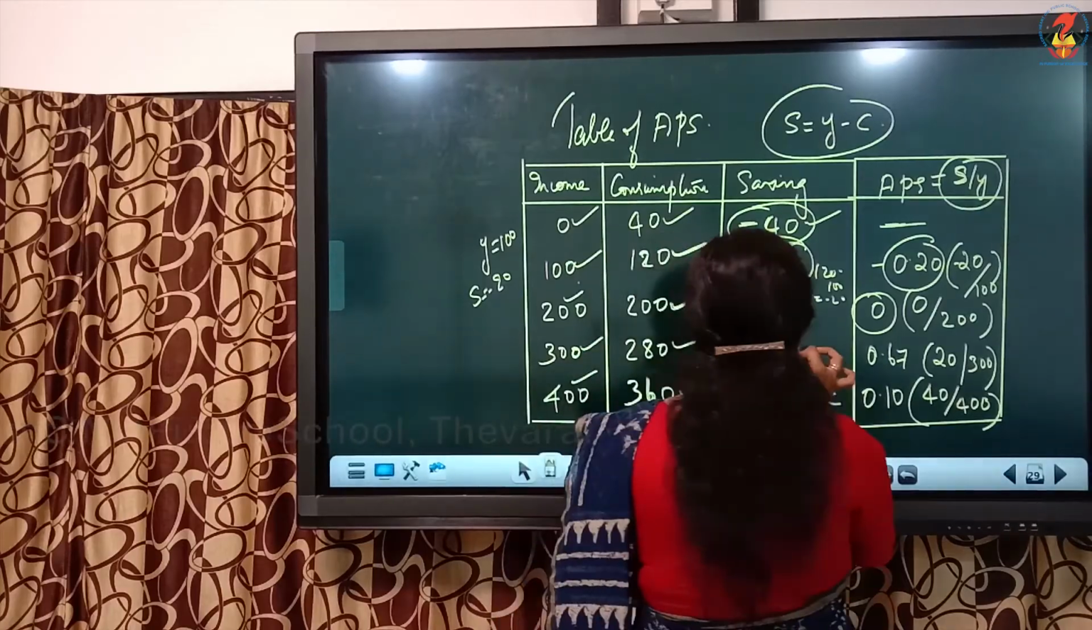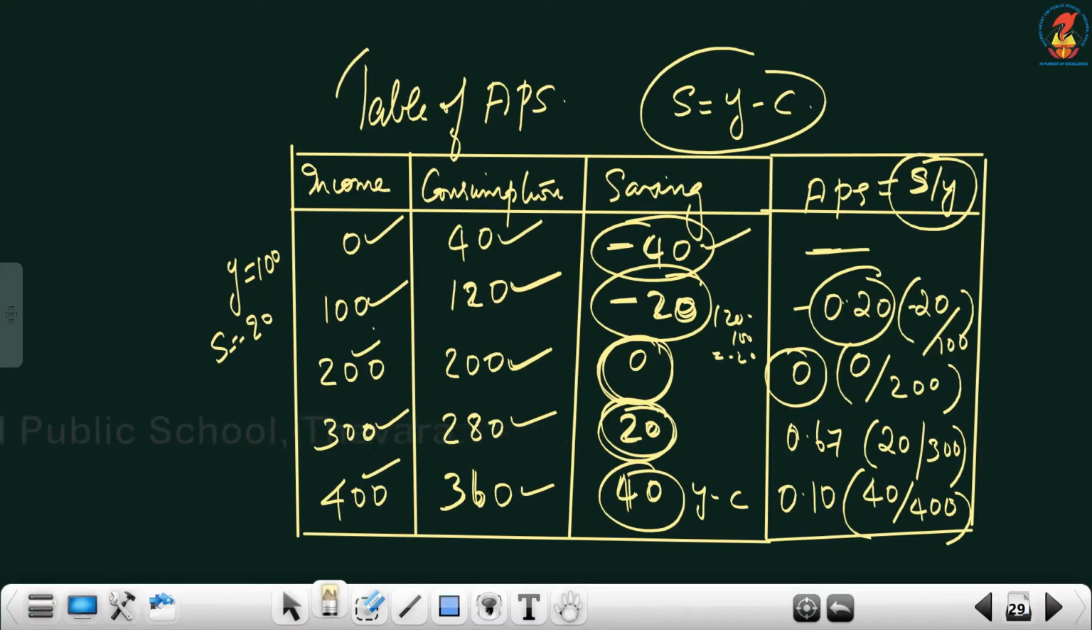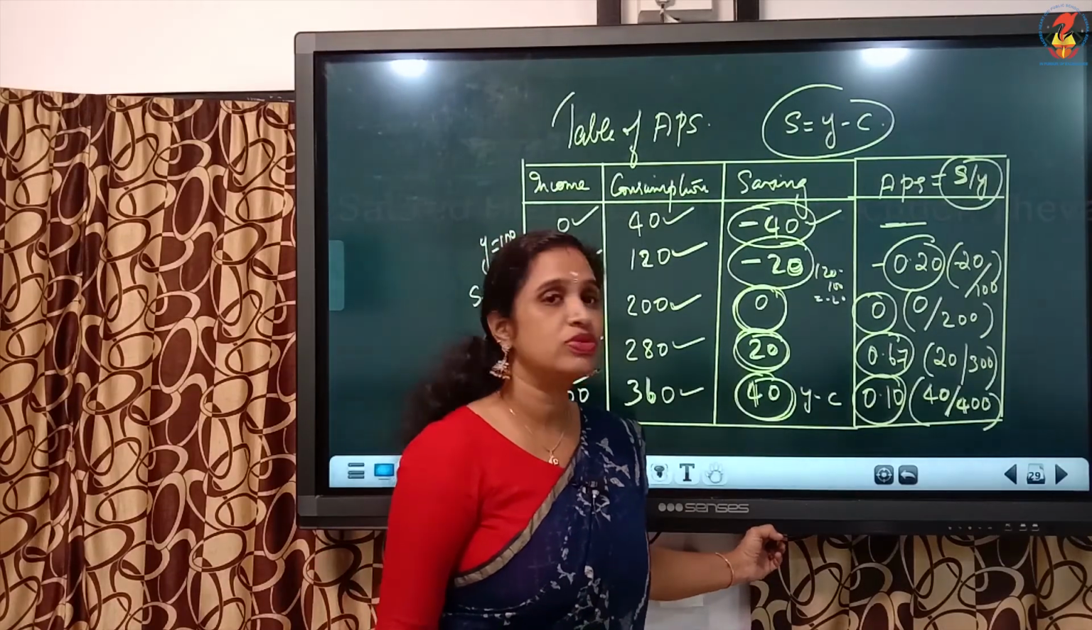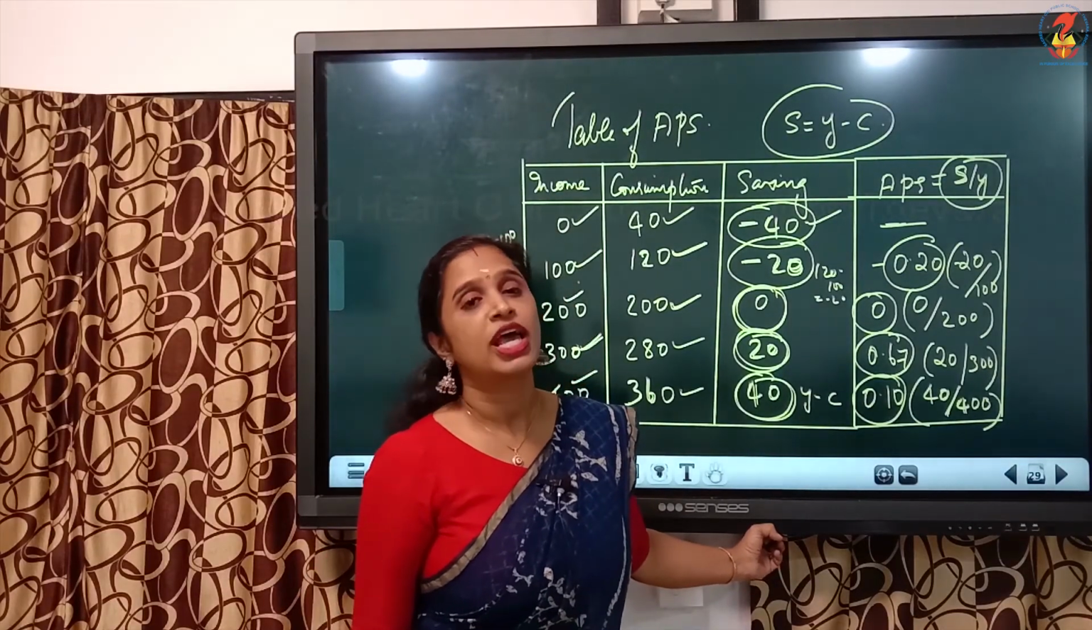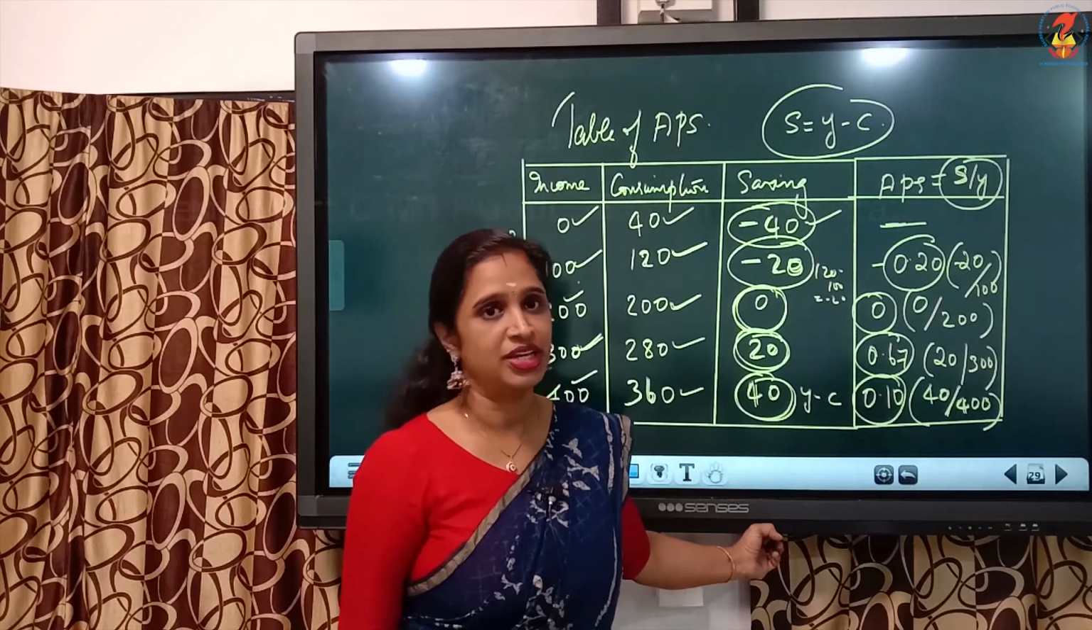Next value, S is equal to 20. So saving by income, 20 by 300 will give you the value as 0.067. And finally, the saving 40 with the income level 400: S by Y, 40 divided by 400 will give the value as 0.10. Therefore, from infinity, the values are till 0.10 as per the example given here.